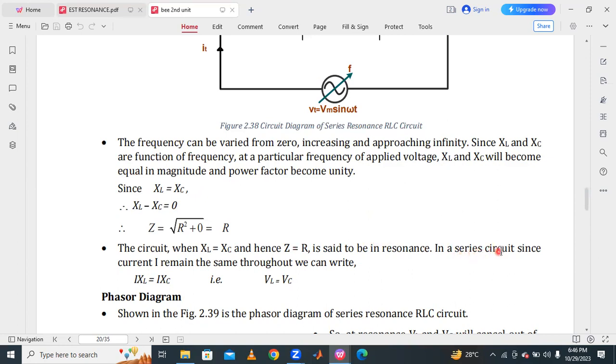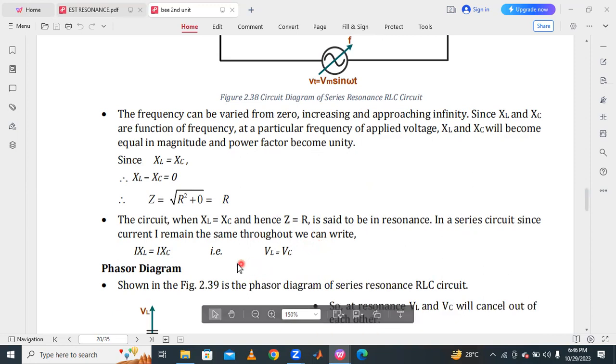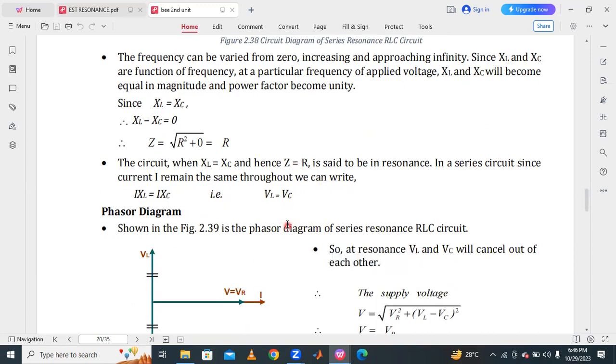In a series circuit, since the current I remains the same throughout, we can write XL is equal to XC, and by multiplying, I into XL is equal to I into XC. I into XL is nothing but VL, and I into XC is VC. That is, VL is equal to VC.